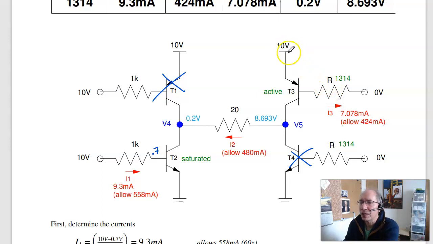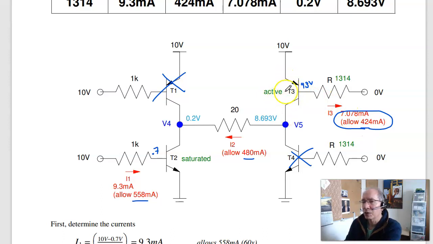Transistor 3, I've got 10 minus 0.7, makes that 9.3 volts. 9.3 volts across 1314 ohms gives you 7 milliamps, times beta gives you 424 milliamps, and the most this current can be is 10 volts minus 0.2 minus 0.2, 9.6 volts over 20 ohms, gives you 480 milliamps. Now of these three, the smallest one limits the current, and that's this one right here. That tells you that transistor 3 is active.